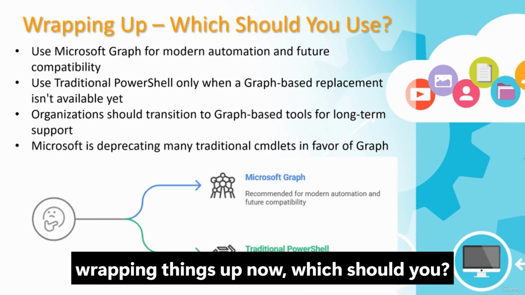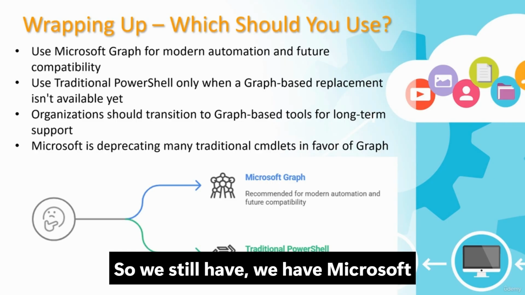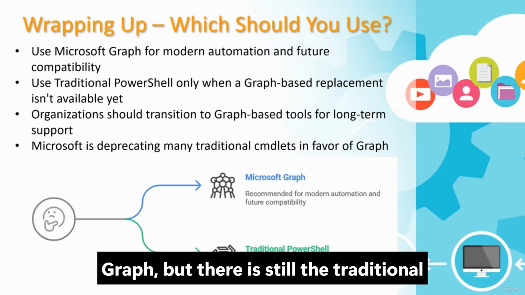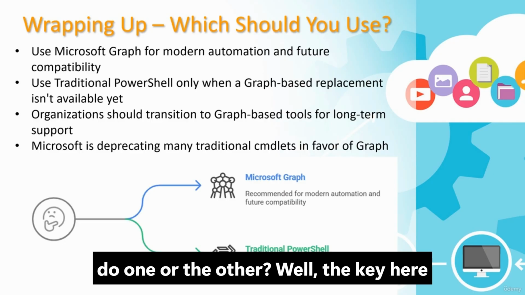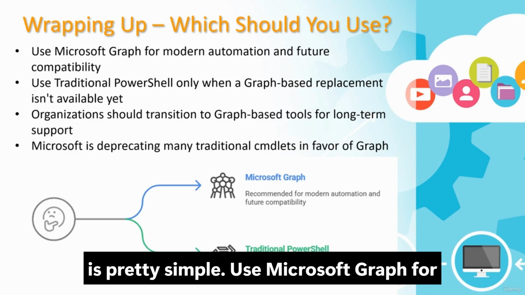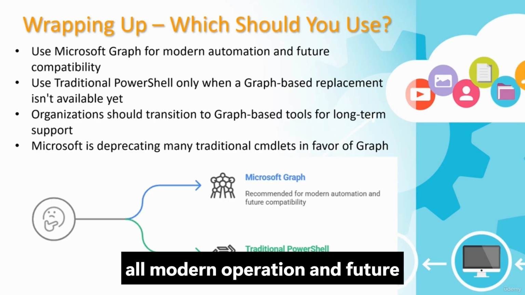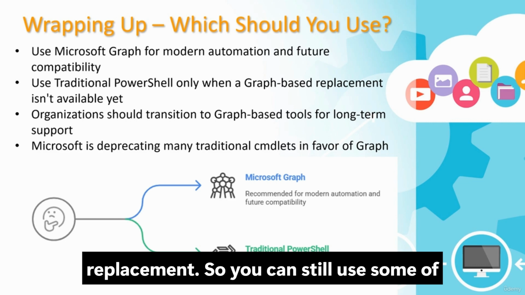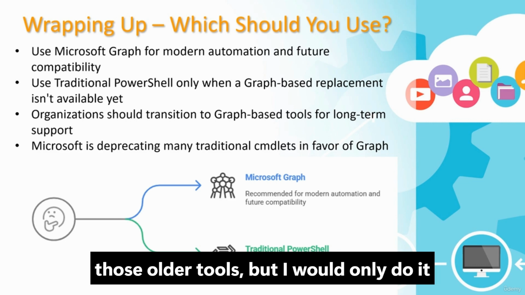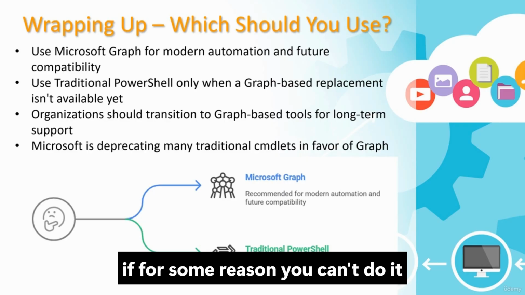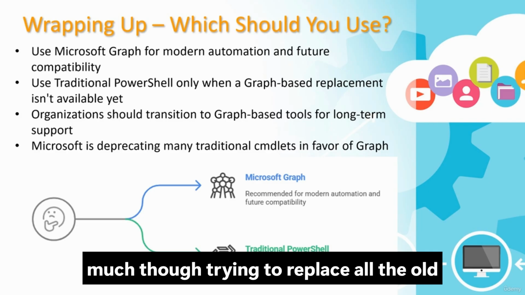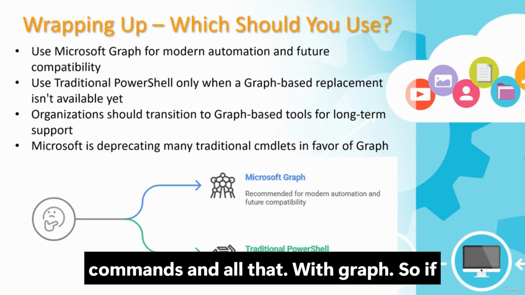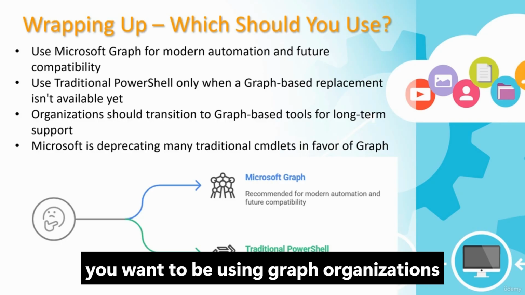All right, sort of wrapping things up now. Which should you use? We have Microsoft Graph, but there is still the traditional PowerShell tool, and some of the commands are still out there. So when should you do one or the other? Well, the key here is pretty simple. Use Microsoft Graph for all modern operation and future compatibility. Use the traditional tools only if there's not a Graph-based replacement. So you can still use some of those older tools, but I would only do it if for some reason you can't do it through Graph. All right, they're pretty much, though, trying to replace all the old commands and all that with Graph. So if you're interacting with cloud services, you want to be using Graph.